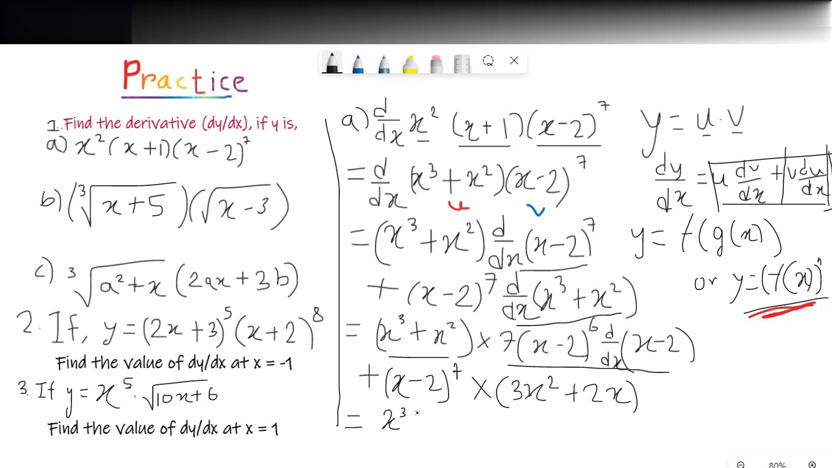So finally we get x cubed plus x squared multiplied with 7 into x minus 2 whole to the power 6, and since the derivative of x minus 2 is 1, we don't have to write anything here, and then x minus 2 whole to the power 7 multiplied by 3x squared plus 2x. Now one last thing you could do is basically take a common factor of x minus 2 whole to the power 6 and then simplify it.